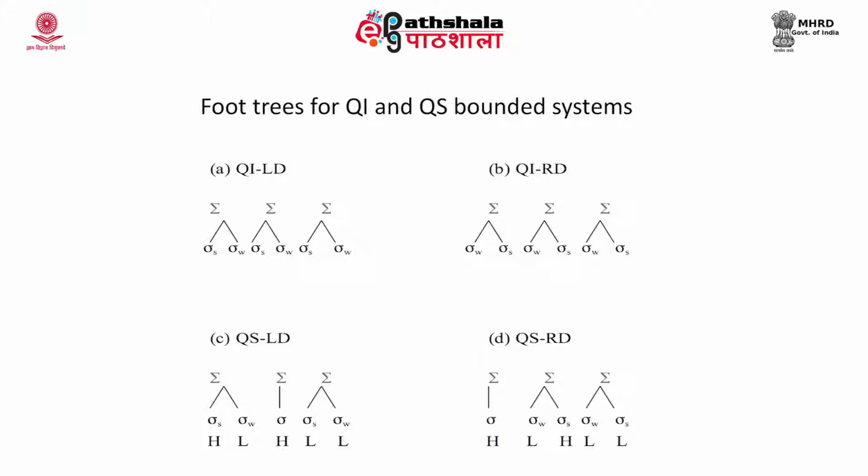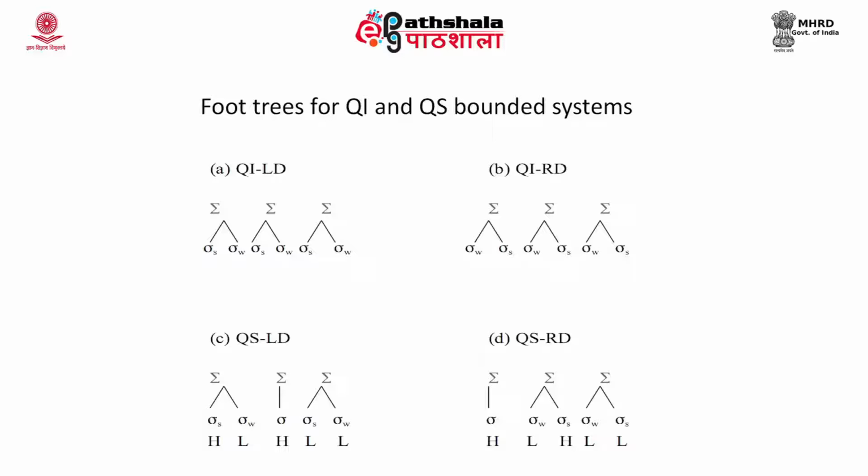Now, all these 8 types of systems are those in which we have regular feet. But there are also systems where degenerate feet are allowed. So of all these 8, we also have systems where degenerate feet are allowed. That means we now have 16 bounded types of stress systems in the world. Let's look at some of the examples on the screen.